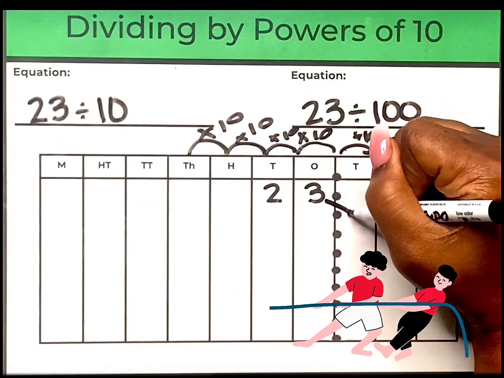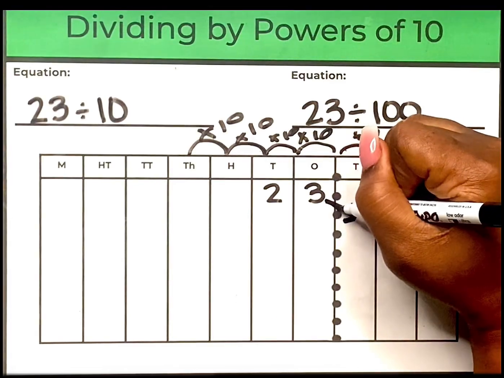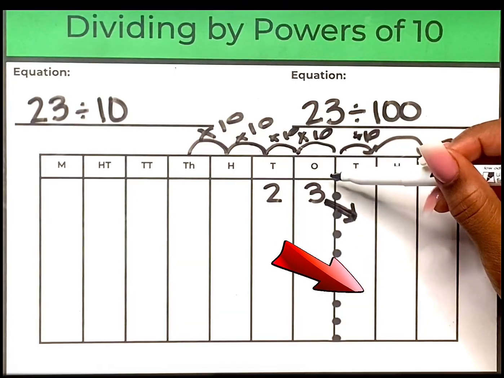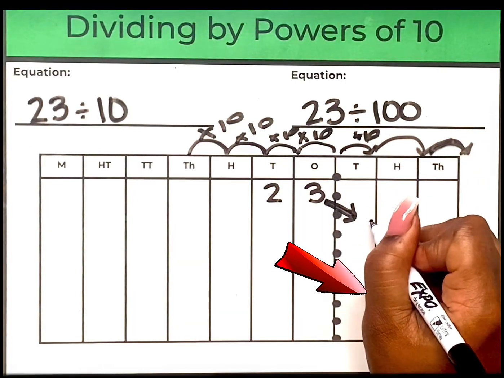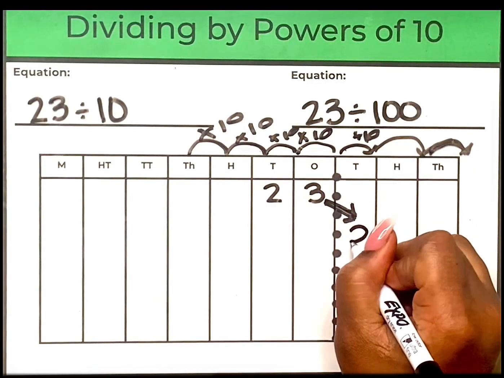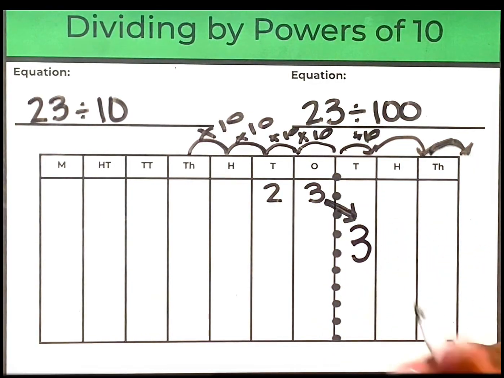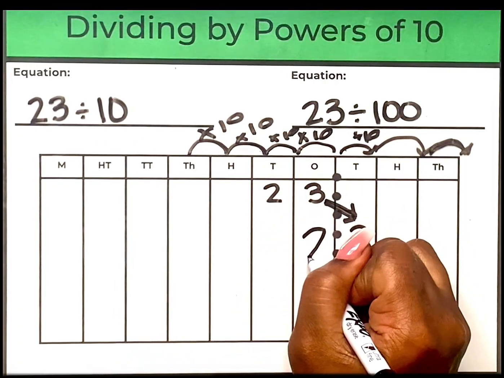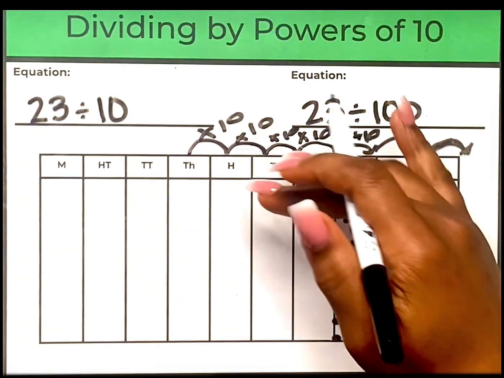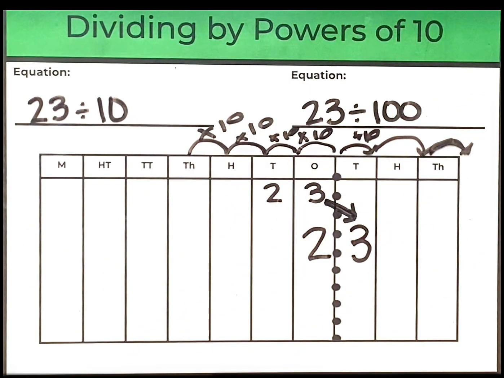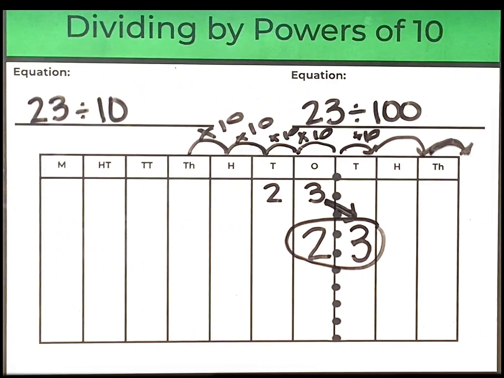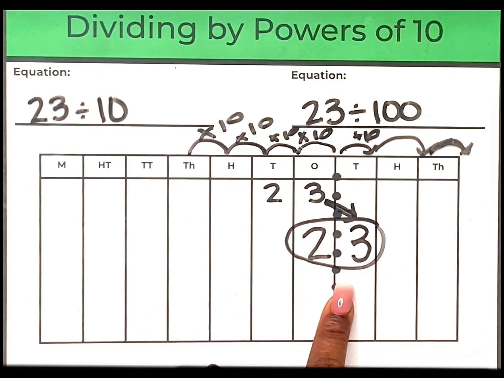Draw an arrow behind the 3. When you're going back, you pull from the back of the number. That 3 is now here in the tenths place. And you simply place the 2 directly in front of it. It's kind of like matching or keeping them together. So after you shifted the digits, circle your answer and read the decimal correctly.